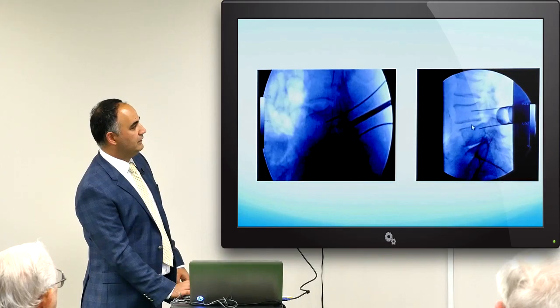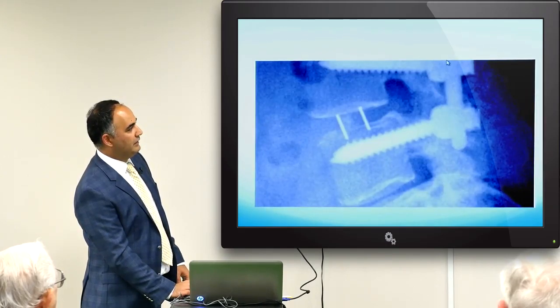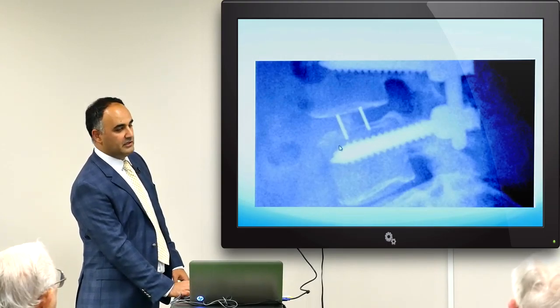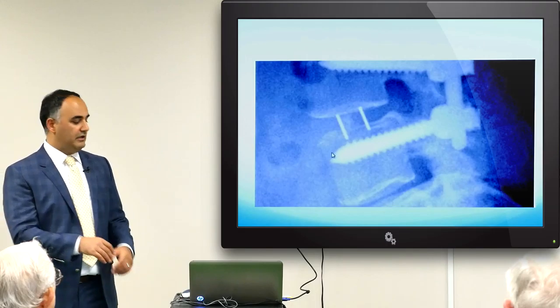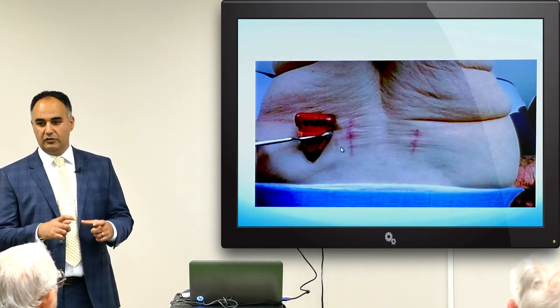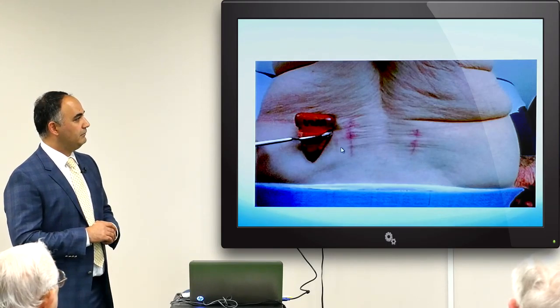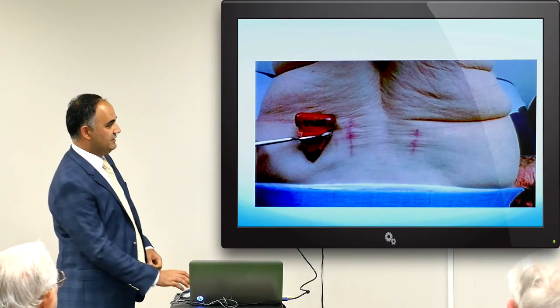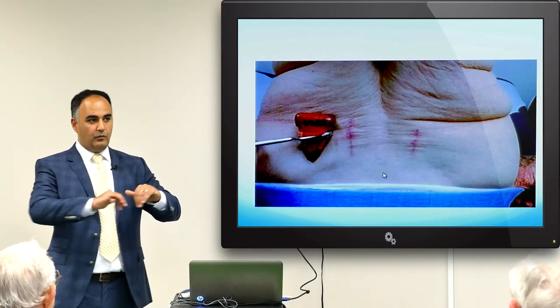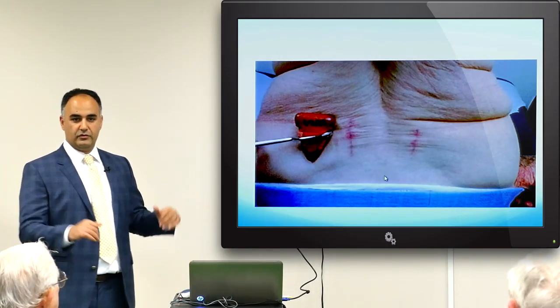And by the time we're done, we have two screws in, a rod in, and then that spacer, which is, this is the back of the spacer, this is the front of the spacer, all have been put in. And you can see that you make a couple small incisions there to do all that. Again, as opposed to an incision that for that case would have had to have been from about here to here in order to get wide enough just to put those screws in.